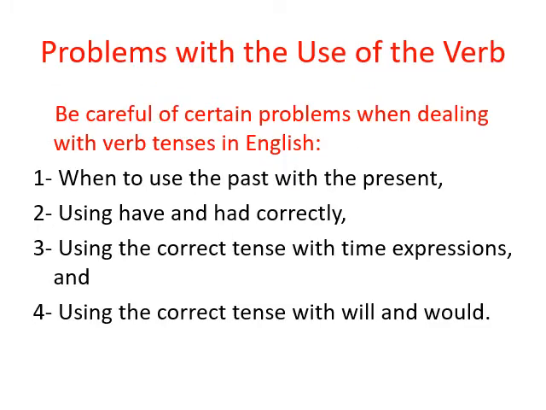Okay, problems with the use of the verb. Be careful of certain problems when dealing with verb tenses in English. We have to watch out for a number of problems when we are dealing with verb tenses. When to use past with the present, using have and had correctly, the same as what we said in the objectives, using the correct tense with time expressions, and using the correct tense with will and would.